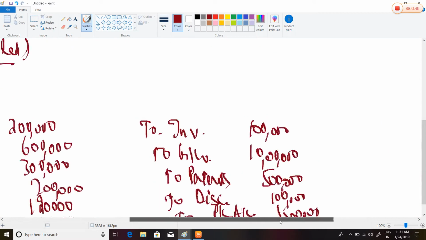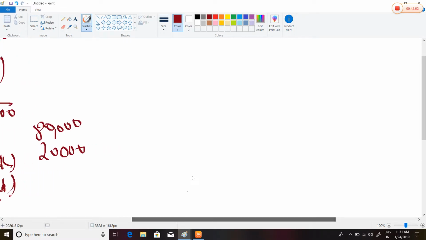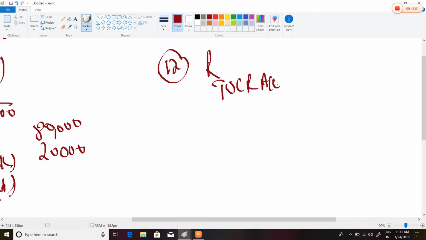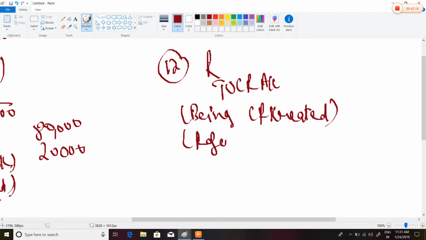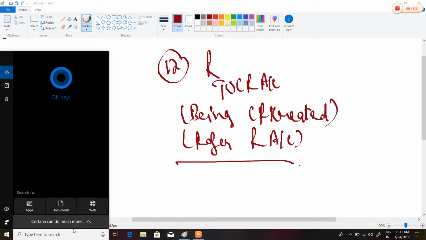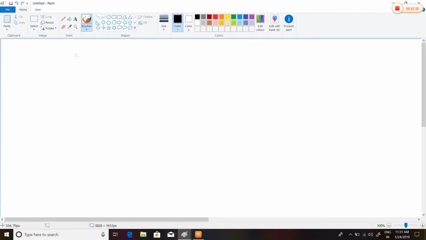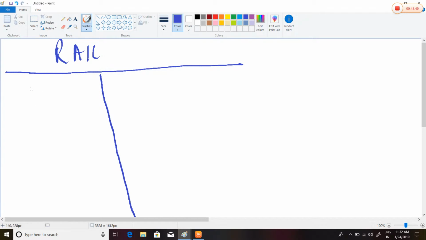Then one more entry would be the very small entry number 12: reconstruction account debited to capital reserve account, being capital reserve created. Right here also refer reconstruction account. Then keep on checking the amounts.